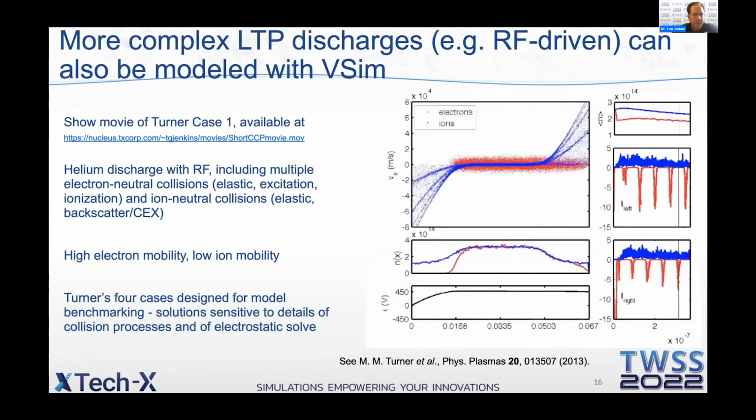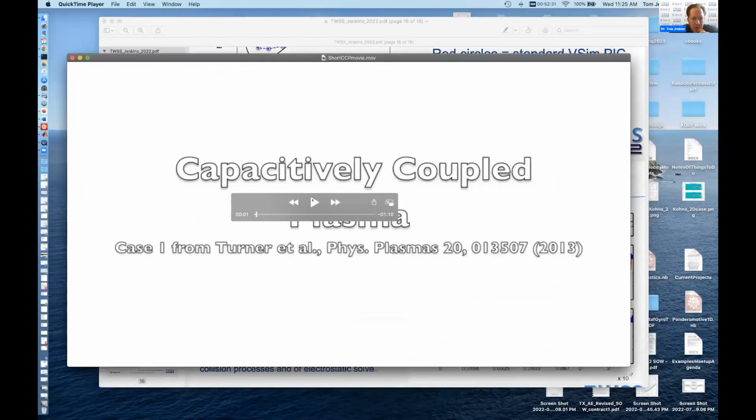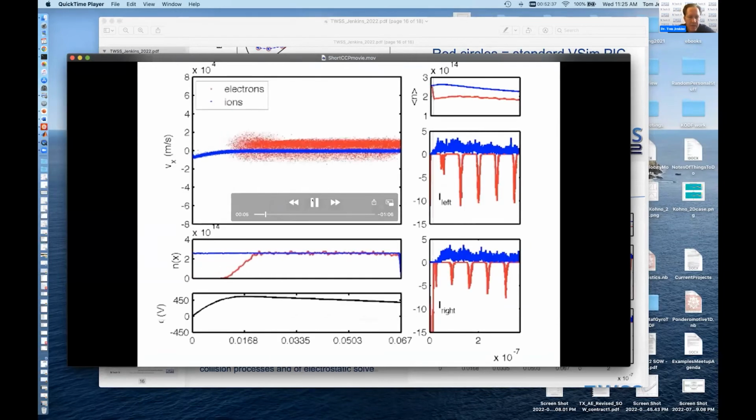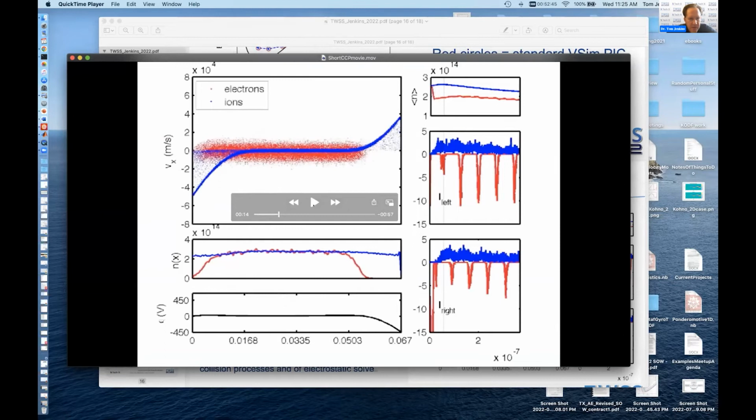From there, I wanted to mention, some of you have probably seen me talk about this before, we can also model RF discharges with the VSim PD package. This movie that I'll show you is a discharge posed by Miles Turner. This essentially is a simulation benchmark suite that he's proposed in this paper. Let me pause the movie here for a second.